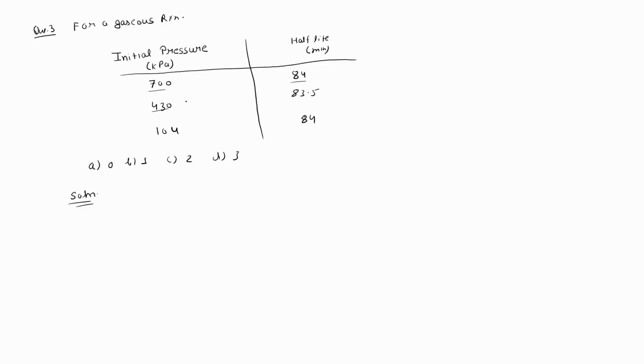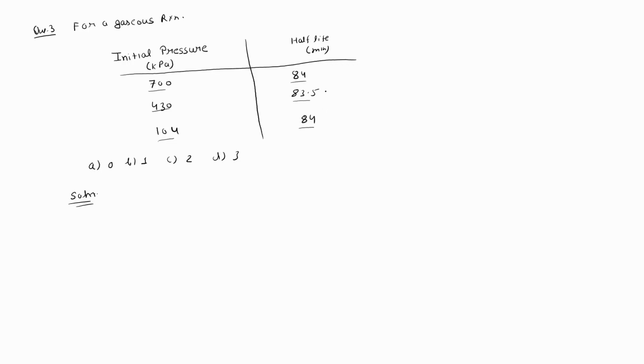The initial pressure is 430 kilopascal. The change in initial pressure is very high. Half life is 83.5 when the initial pressure is 104. Actually, there is a lot of change in initial pressure, but the half life is constant, 84.